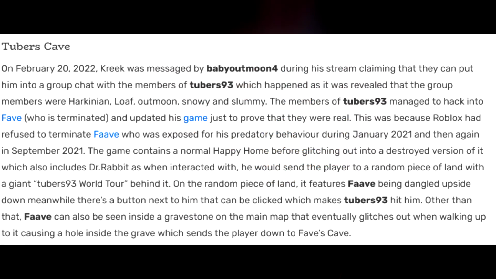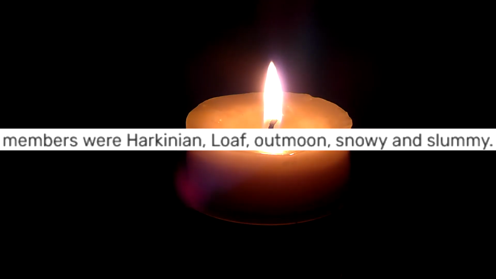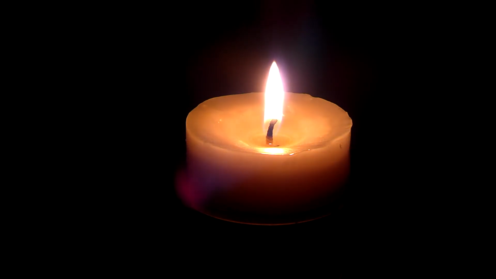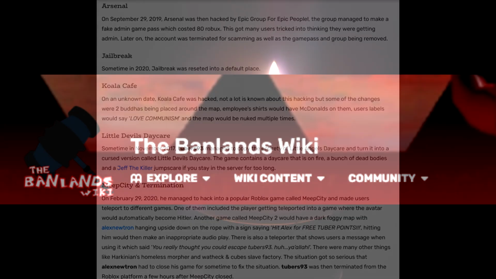It's actually a group managed by many prominent backdoors and server-side executors from the Vermilion community, going back to like 2015 and 2016. These users are Harkinian, Loaf, Outmoon, Snowy, and Slummy. I'm sure many of you recognize the name Harkinian as well as Outmoon, who I believe was called just Moon in the past.